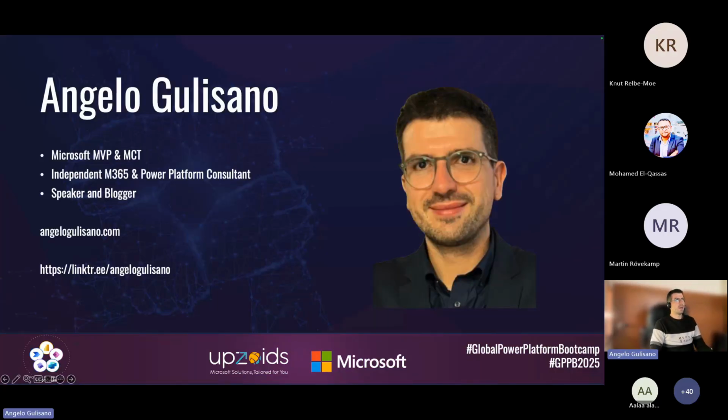So let me introduce myself. My name is Angelo Gulisano. I am a Microsoft MVP and Microsoft MCT. I work as an independent consultant. I specialize in Power Platform and Microsoft 365, of course. I have been active in software development since 2007. Over the years, I acquired skills in SharePoint, .NET, Node.js, TypeScript, Azure, and so on. And of course, I have a strong passion for Power Platform.